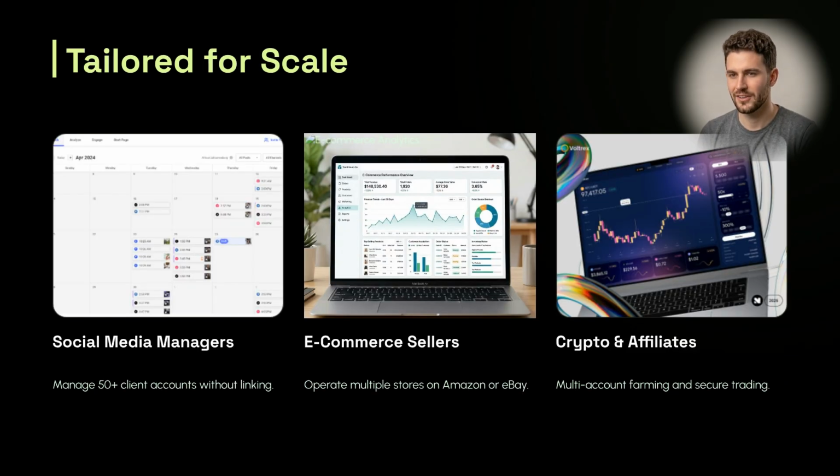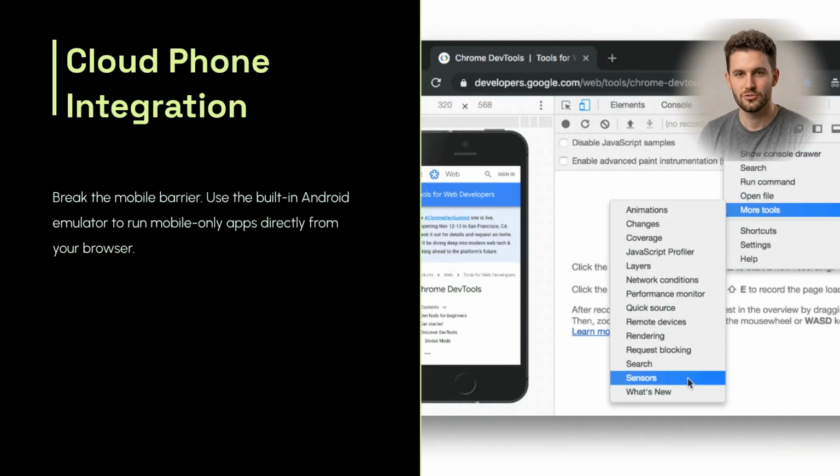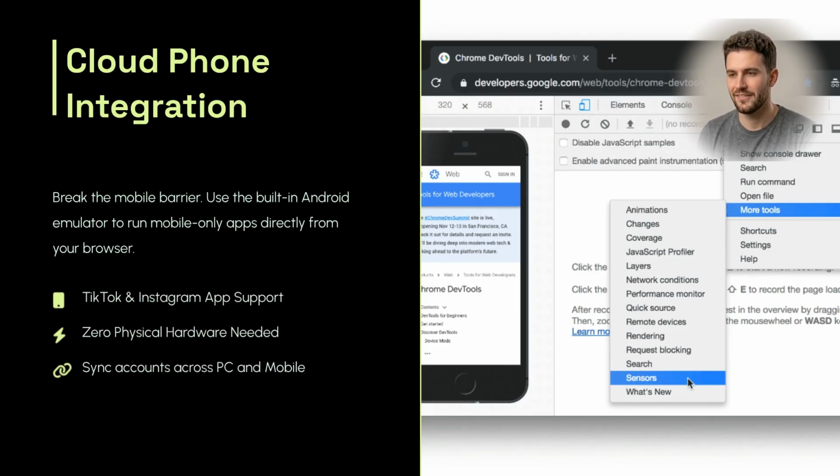So who actually needs this? BitBrowser is the perfect solution for social media managers juggling clients, e-commerce sellers running multiple storefronts, affiliate marketers, ad buyers, and crypto traders. Basically, if your business relies on running multiple accounts without the risk of getting flagged, this is for you.